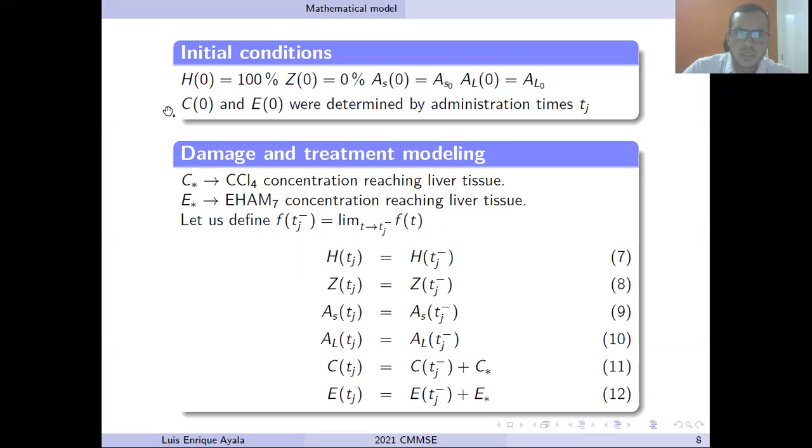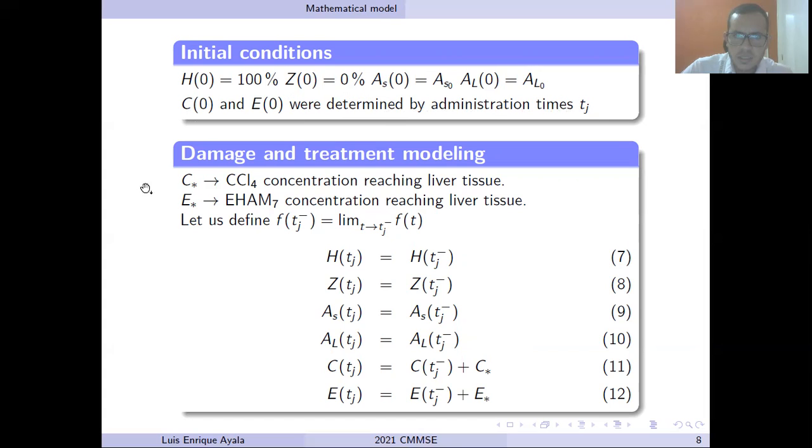The initial condition for H was 100% because at the beginning of the experiment, the rats were completely healthy. That's why Z0 is equal to 0, and AS0 and AL0 were determined depending on each rat. And C0 and E0 were determined by the administration times TJ.